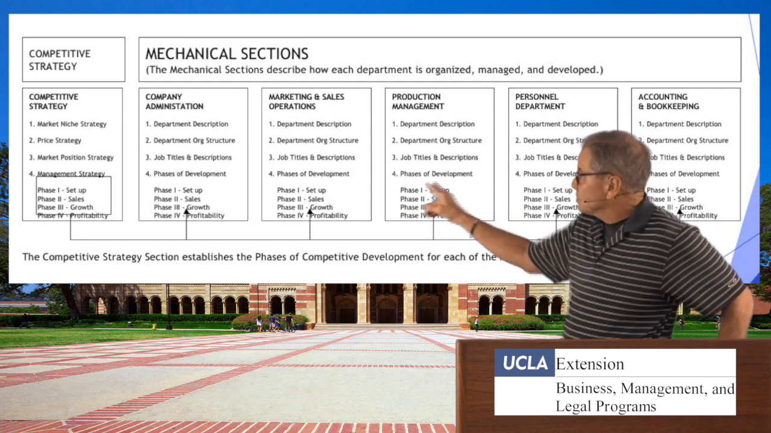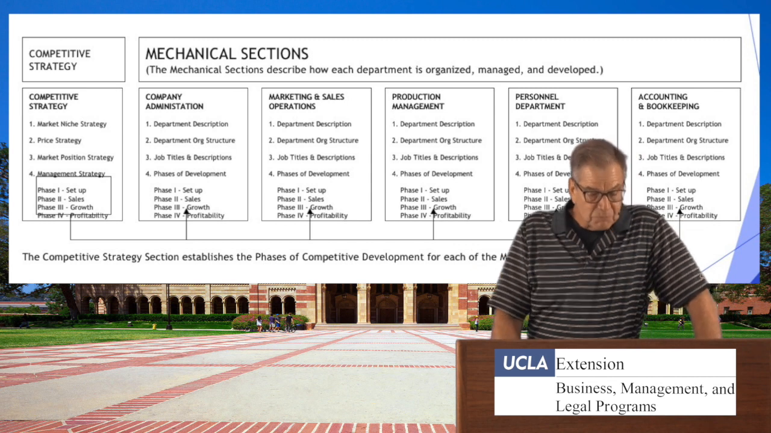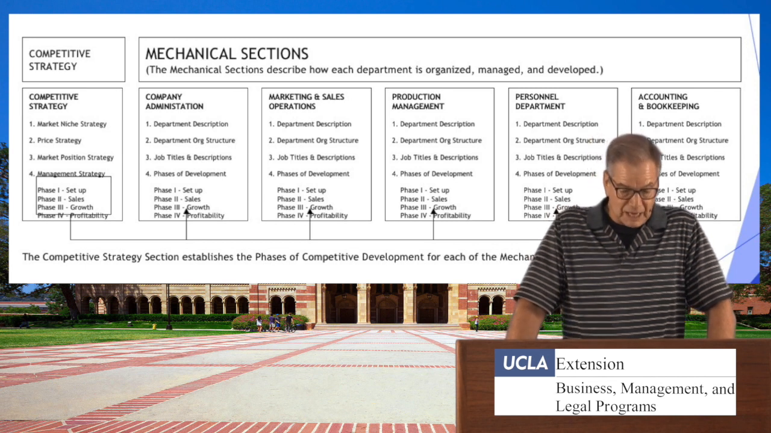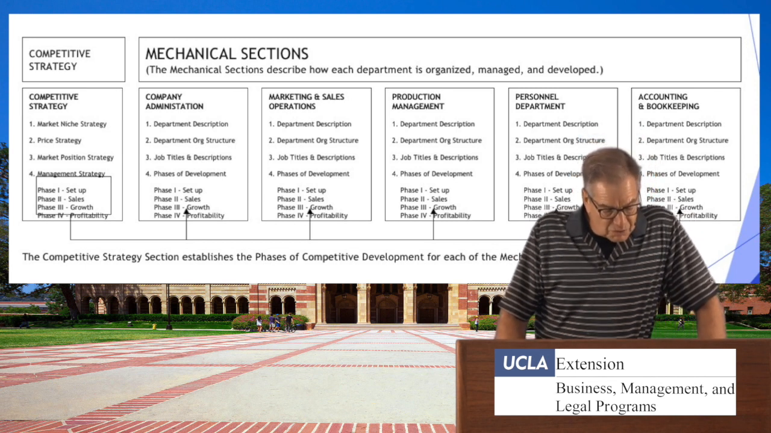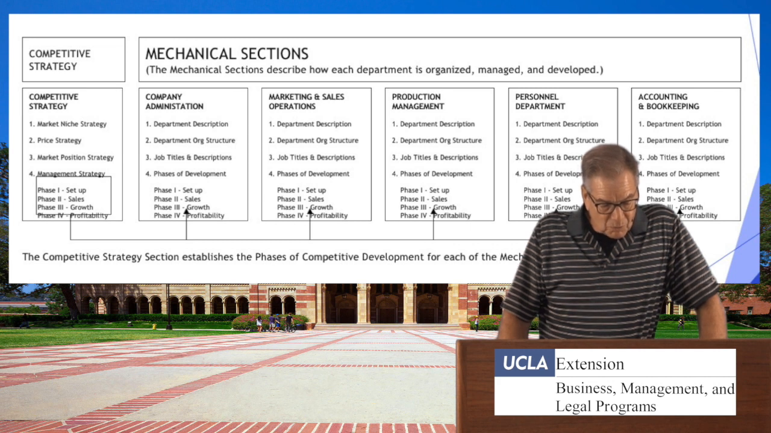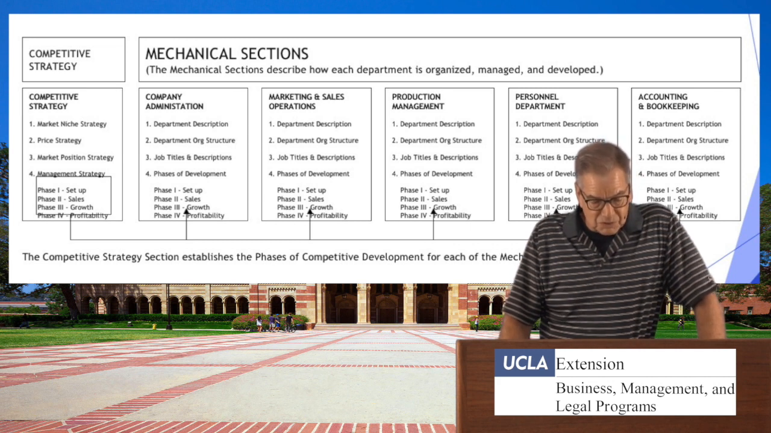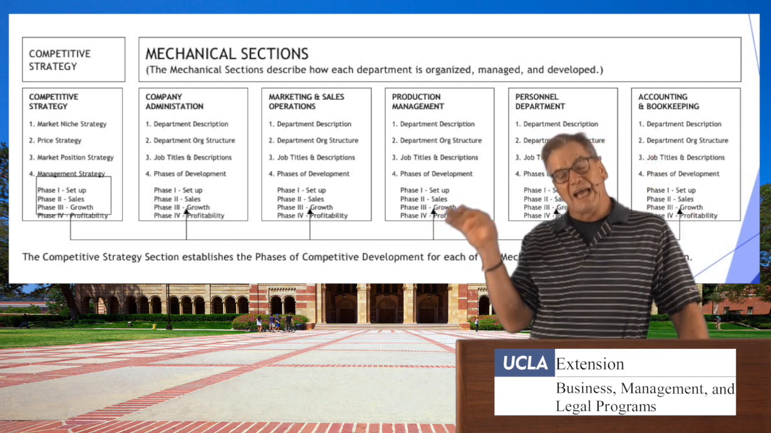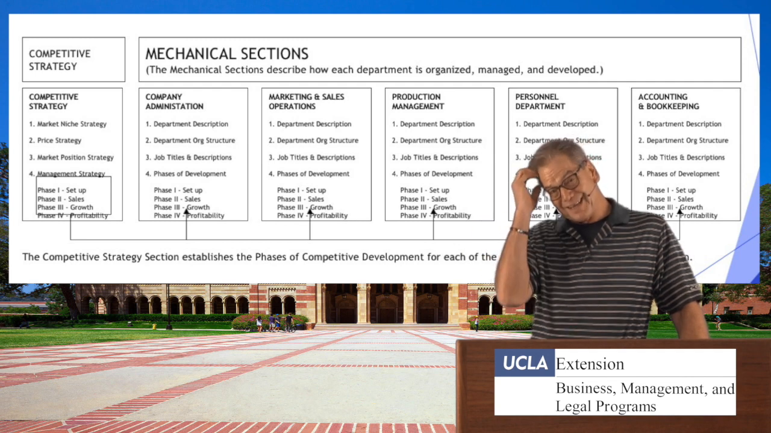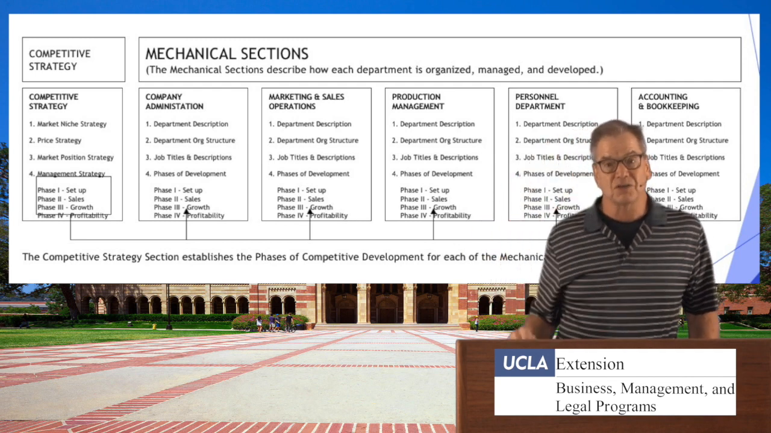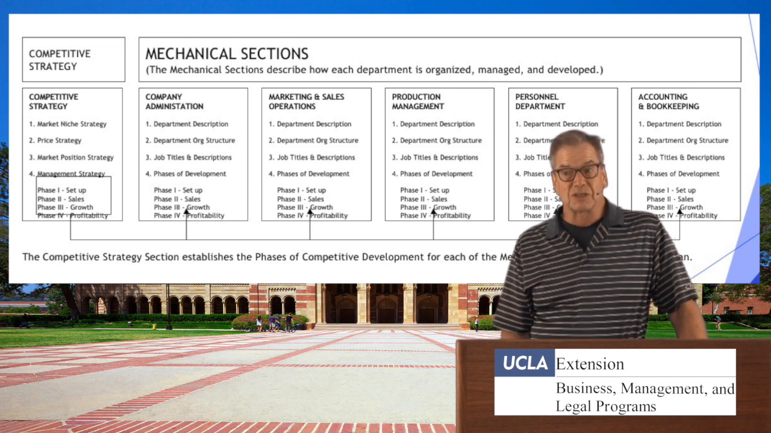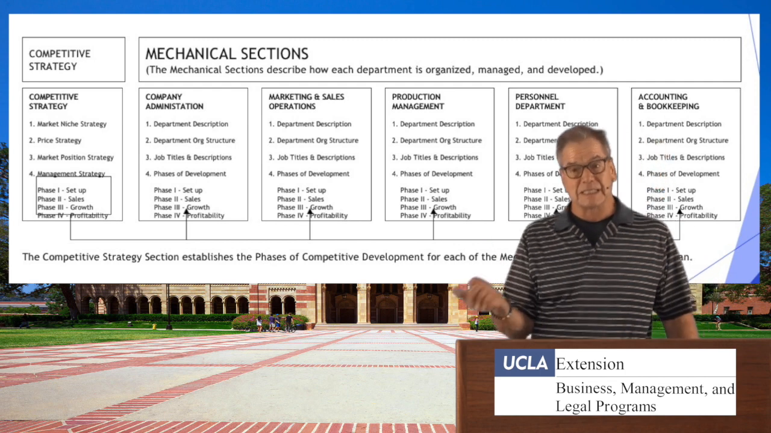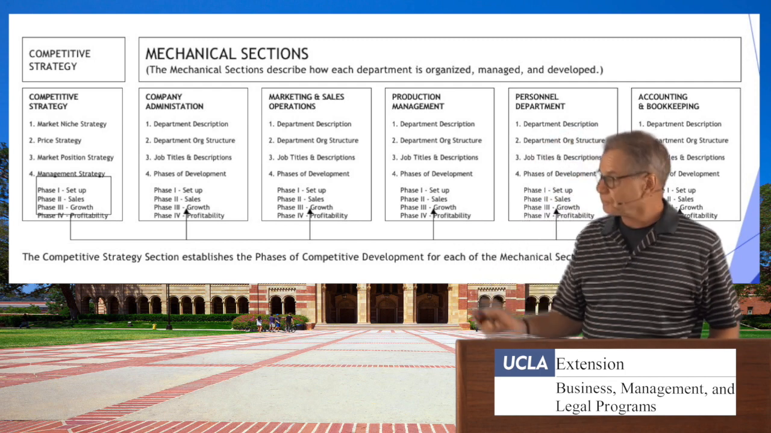Where it says mechanical sections going across, each one of those little boxes represents a separate document, a separate procedure manual for that department, such as company administration, manufacturing operations, production management, marketing and sales, personnel department, accounting and bookkeeping, etc. They're all going to have the same phases of development titles, but what we put in there in terms of developmental instructions, in terms of what this department is going to do, is going to be totally different. But it's going to be in sync with what everyone else is doing per each phase.